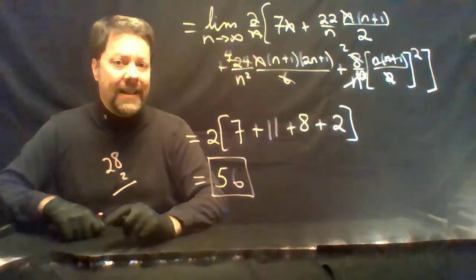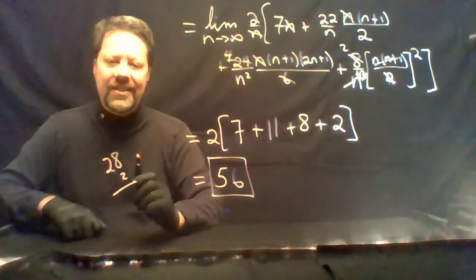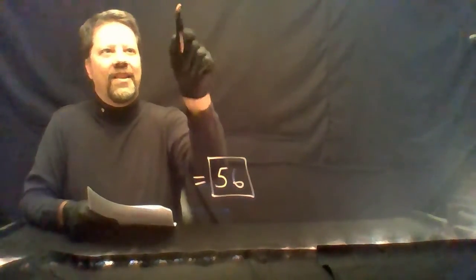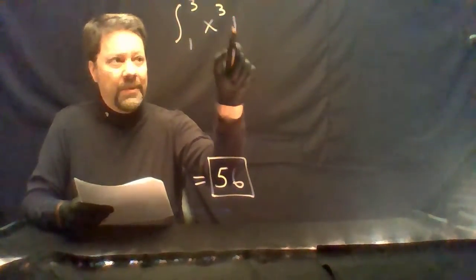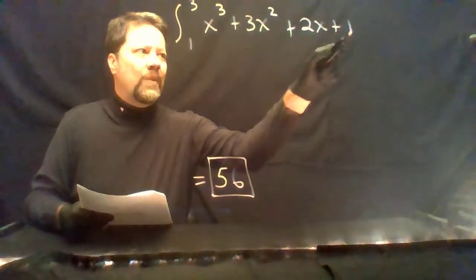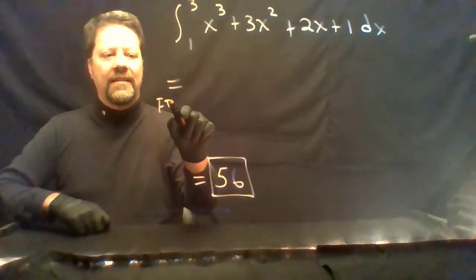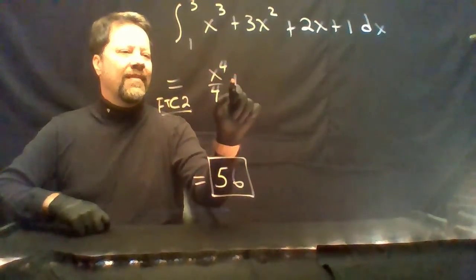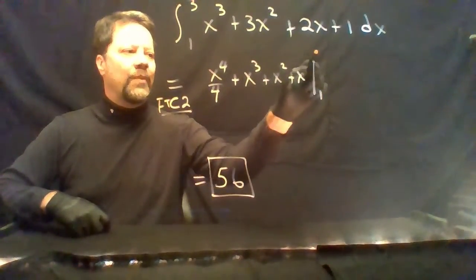This is what we get using the definition to evaluate the given definite integral. Let's check this answer using the fundamental theorem of calculus. The original problem was the integral from 1 to 3 of x cubed plus 3x squared plus 2x plus 1. By the second fundamental theorem of calculus, this will be x to the 4th over 4 plus x cubed plus x squared plus x evaluated from 1 to 3.